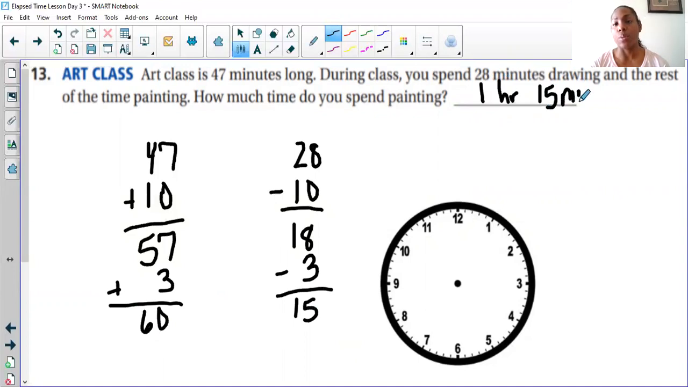Now, we don't normally do problems like this, but it's good practice. And I'm hoping that you were like, wow, Ms. Green, this just makes it so much easier when you put it that way.